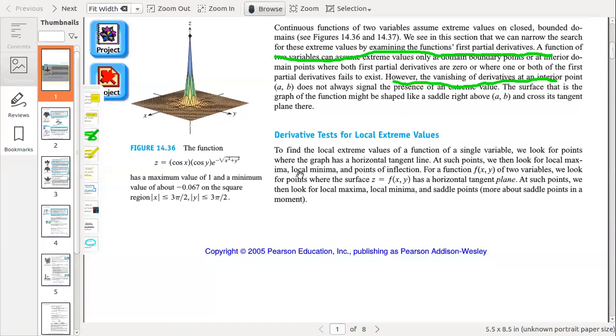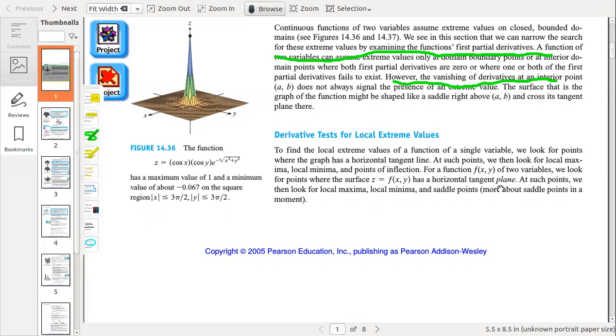So then we can say the derivative test for local extreme values. How can we apply the derivative test to find whether extreme values exist or not? To find the local extreme values of a function of a single variable, we look for points where the graph has a horizontal tangent line. At such points, we then look for local maxima, local minima, and points of inflection.